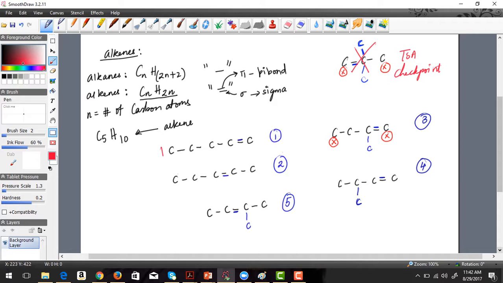Now let's go fill it with hydrogen. So CH3, CH2, CH2, CH, CH2.